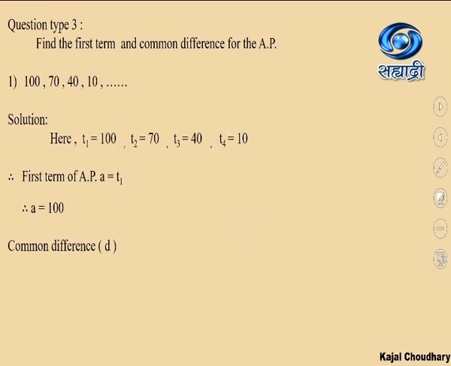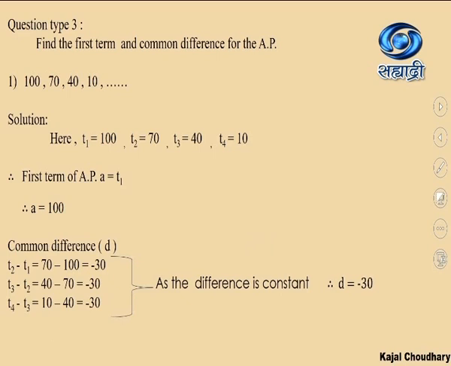Now, your common difference is the difference between any two consecutive terms. You can take T2 minus T1, you can take T3 minus T2. It depends which two terms you want to use. So, T2 minus T1, 70 minus 100, so minus 30. You can check it out, T3 minus T2, 40 minus 70, that is minus 30. Then T4 minus T3, 10 minus 40 is again minus 30.